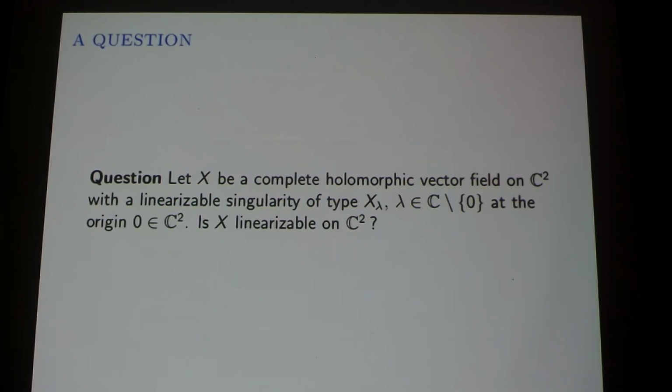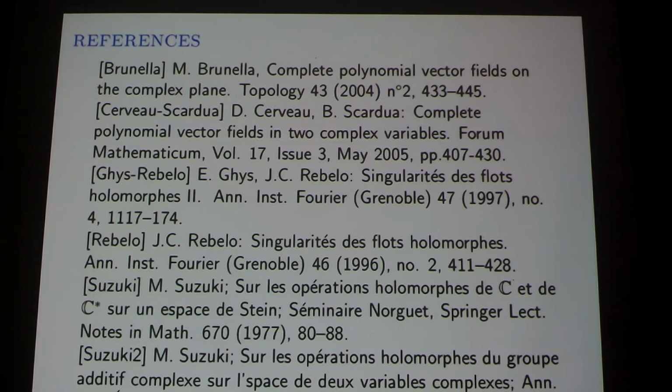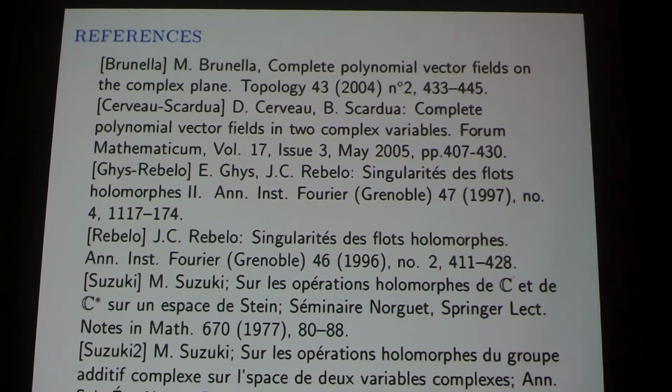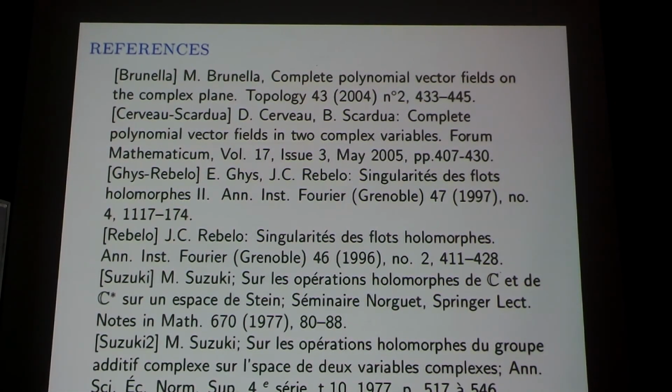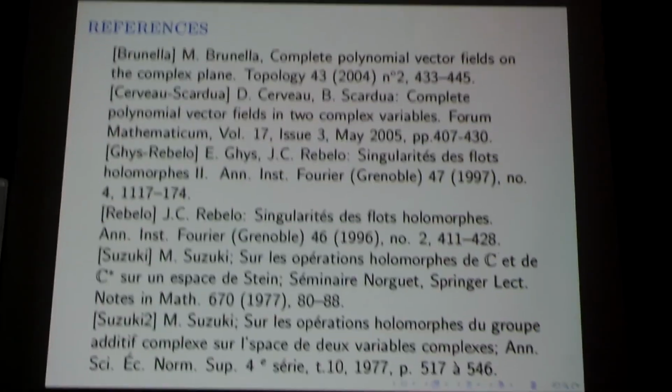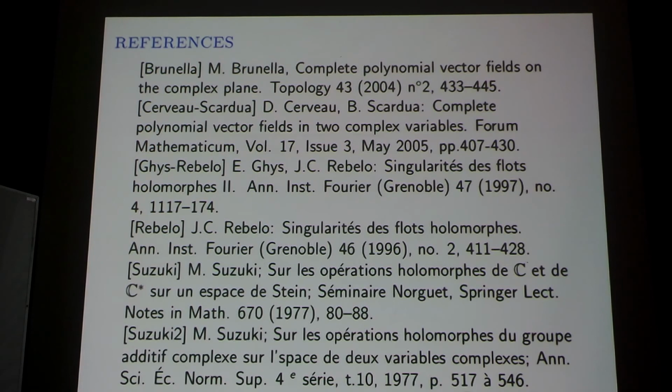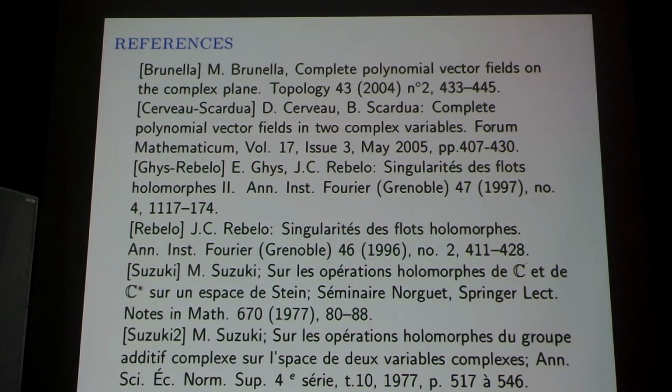The question should be, if you consider a holomorphic vector field on C2, just to make it simpler, suppose you have a linearizable singularity at the origin somewhere. Is this analytically linearizable on C2? There are some references I would like to mention about this. There is a work by Marco Brunella where he completes the classification of polynomial vector fields which are complete on the complex plane. A former work by myself and Seade did a partial classification. But this is the polynomial work.